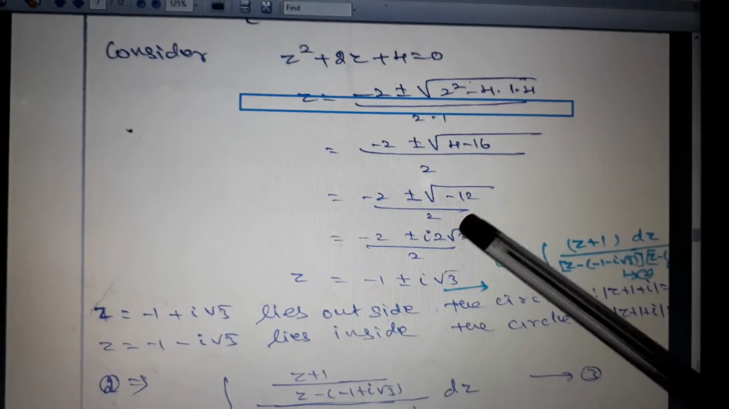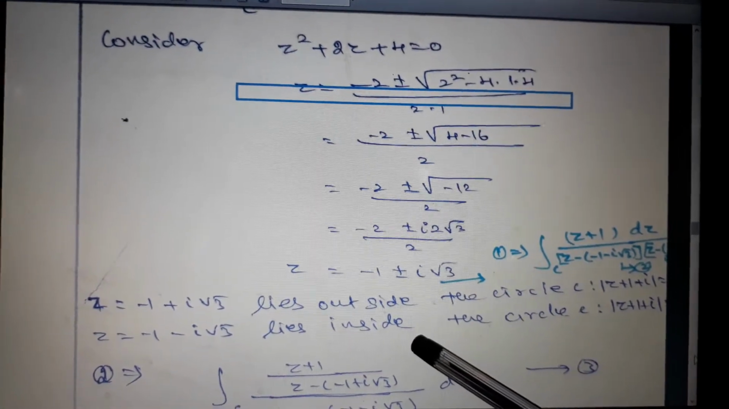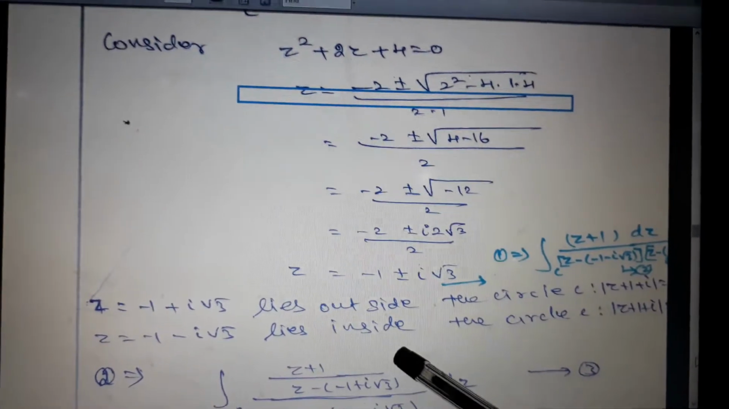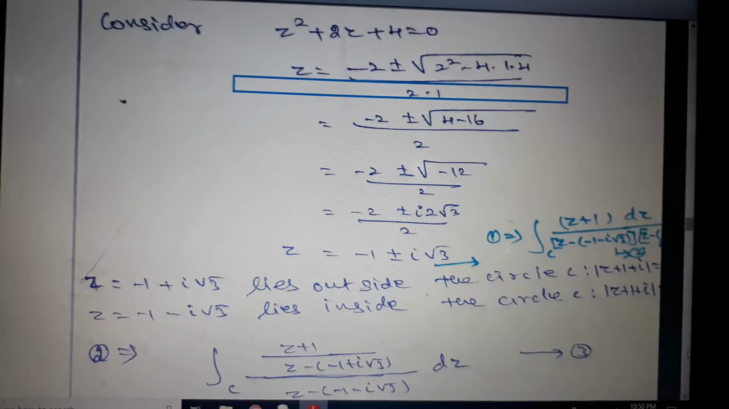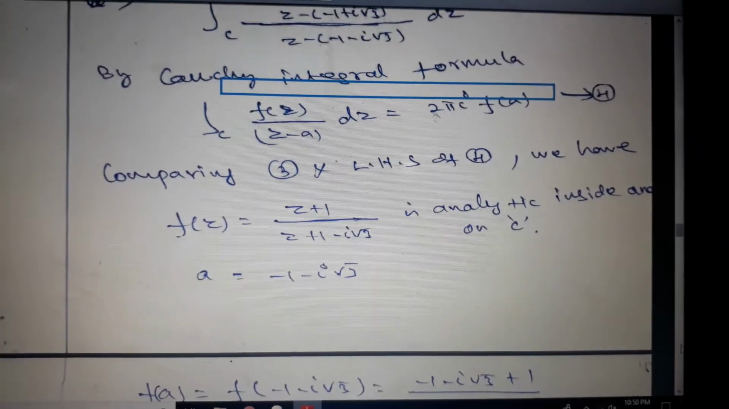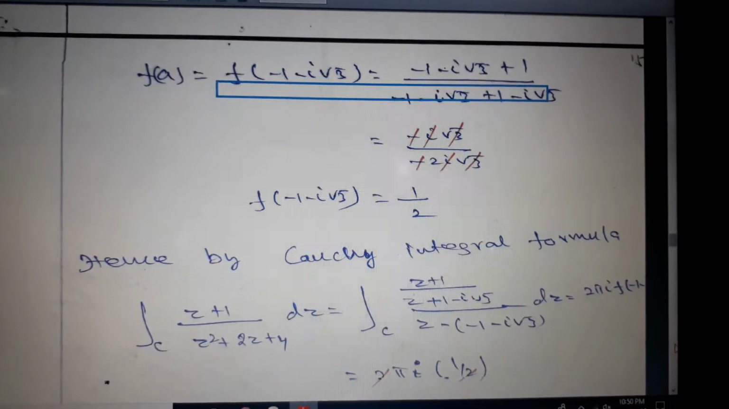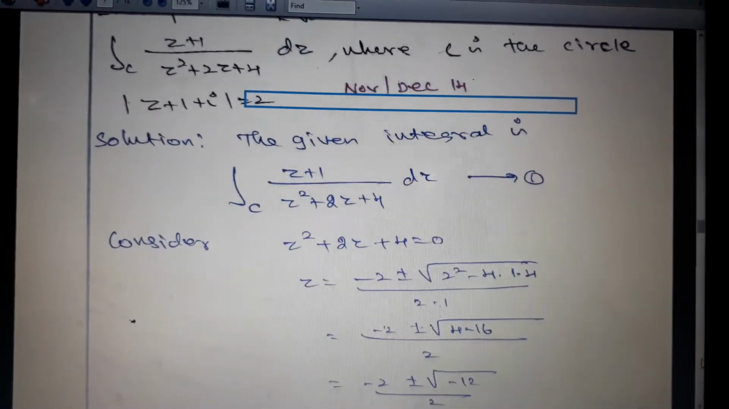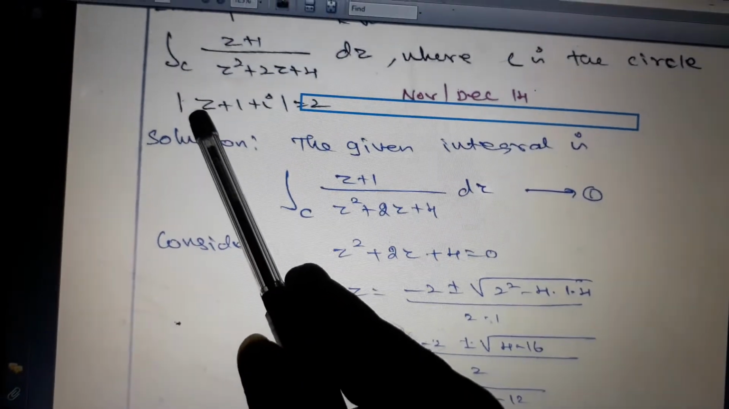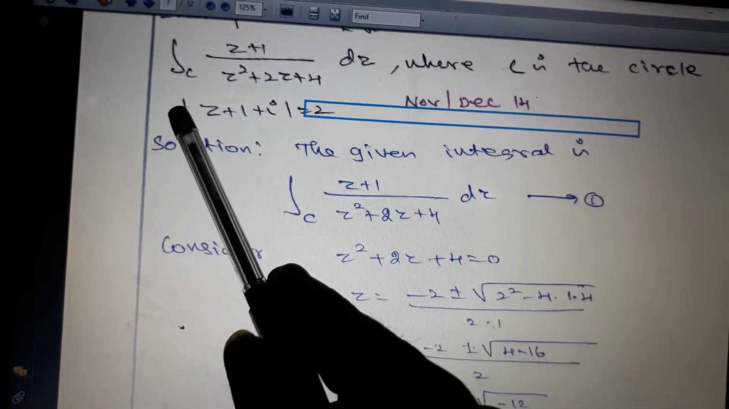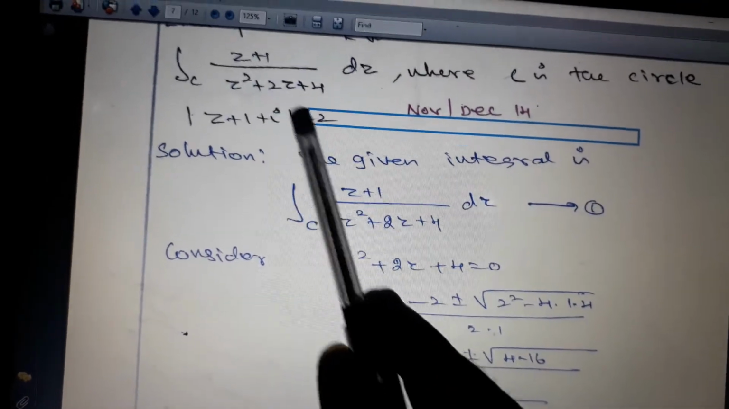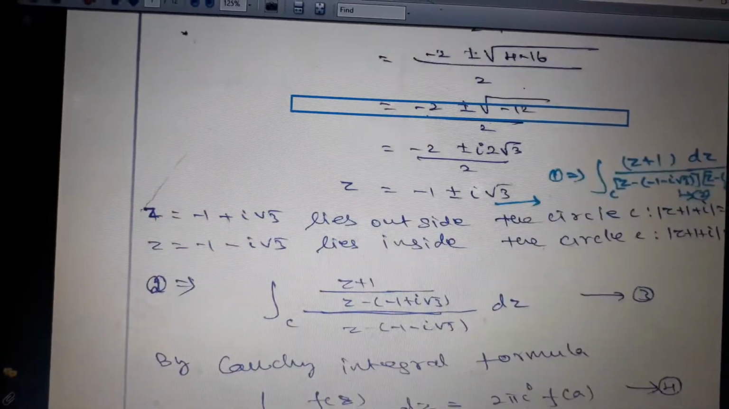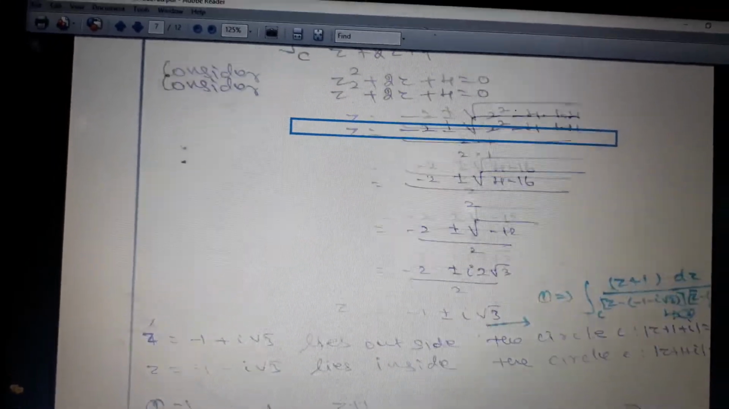Okay, now I have to verify which one lies inside and which one lies outside. Minus 1 plus i root 3 lies outside, minus 1 minus i root 3 lies inside. See, how do you verify? As usual procedure. Substitute z equal to minus 1 plus i root 3 here. If the value is less than 2, it lies inside, if greater than 2, it lies outside. So just verify yourself, otherwise now see my note.